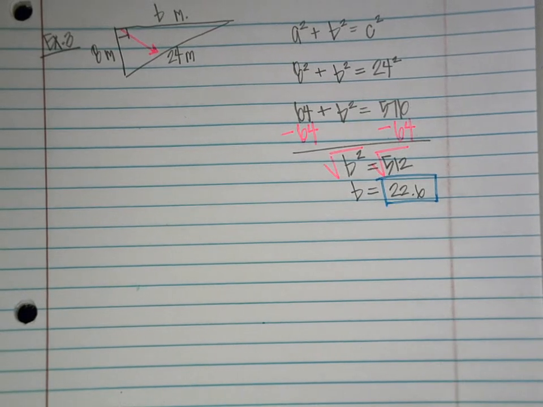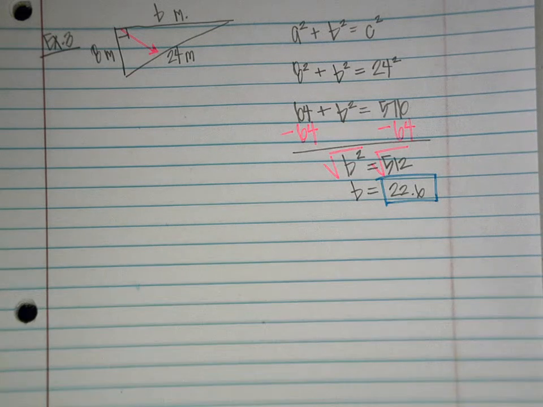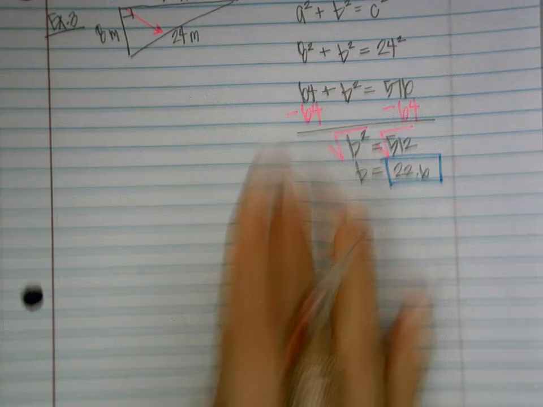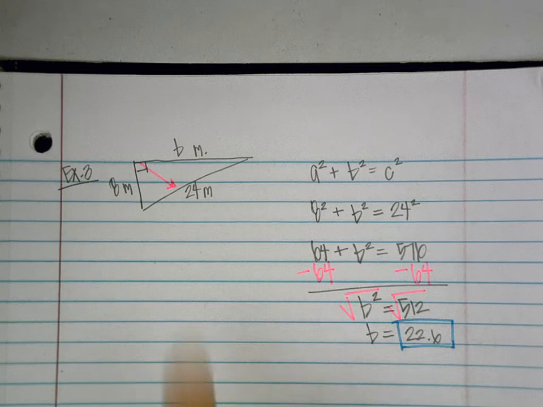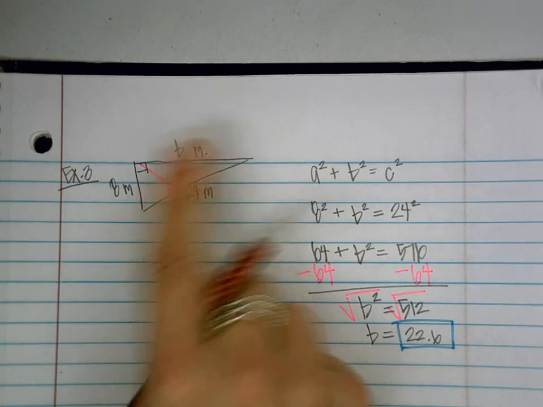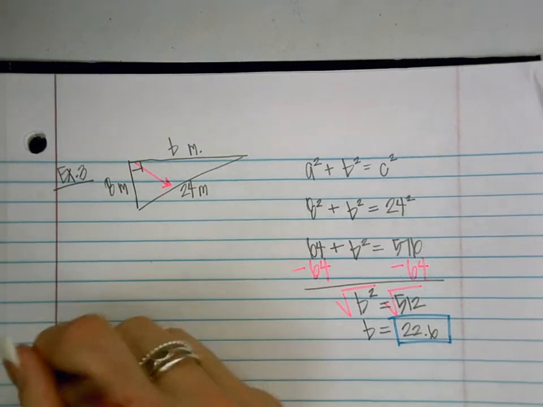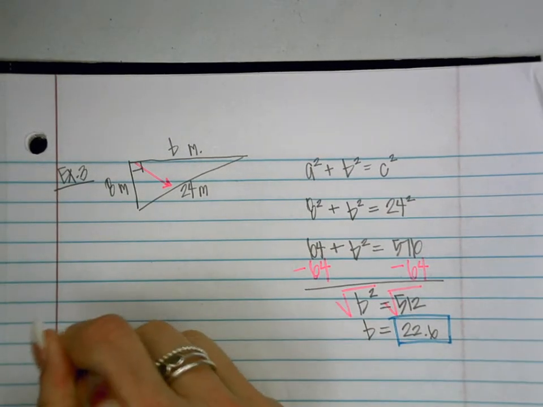Okay, next thing I want to know. Hey guys, we're not done. Now you should be able to find the hypotenuse length. You should also be able to find a missing side length. The last thing that I want to make sure you know how to do, for example number 4.